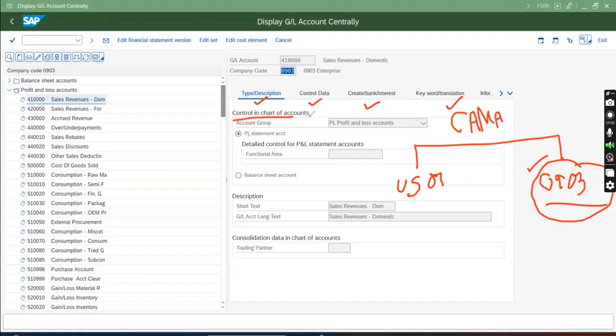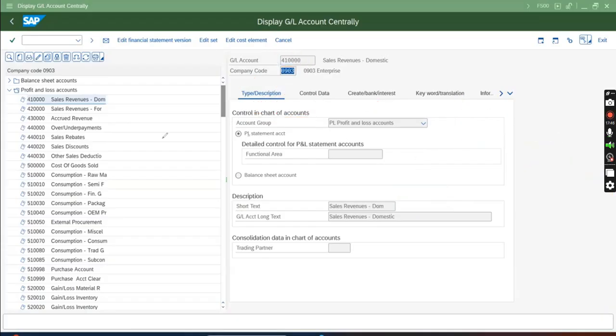It says control in chart of accounts, that means it is under the chart of accounts segment. What does it mean? For this GL account, the chart of accounts segment will be the same. If you open this GL account in US01 or in 0903, this screen will be the same. The first tab, type and description tab, will be the same because it is a chart of accounts segment. Since US01 and 0903 both use the CANA chart of accounts, this screen will be the same.